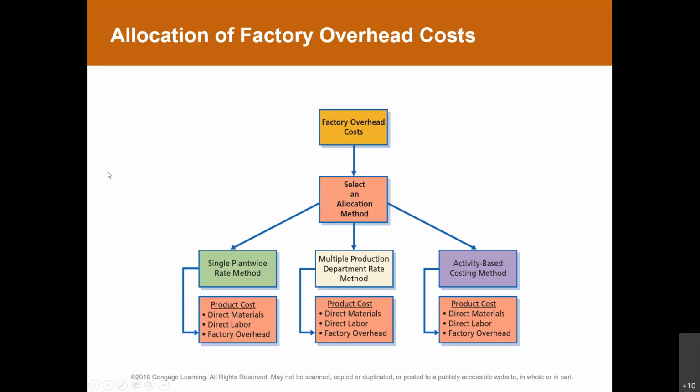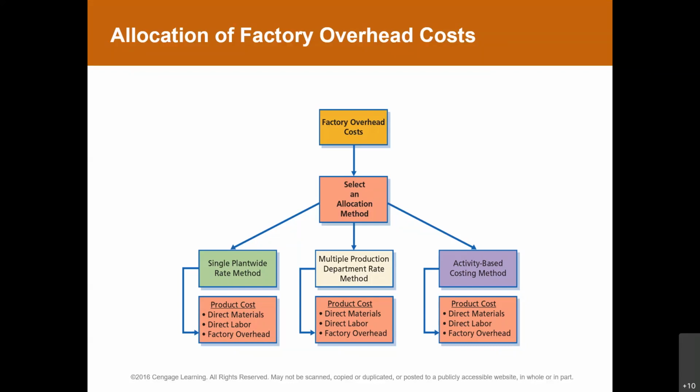So with respect to allocating factory overhead, there's three primary methods that we utilize. The first one is a single plant-wide method. This is where we essentially take the amount of overhead and divide that by the number of units being produced. And we mass allocate the overhead rate to each unit that way.